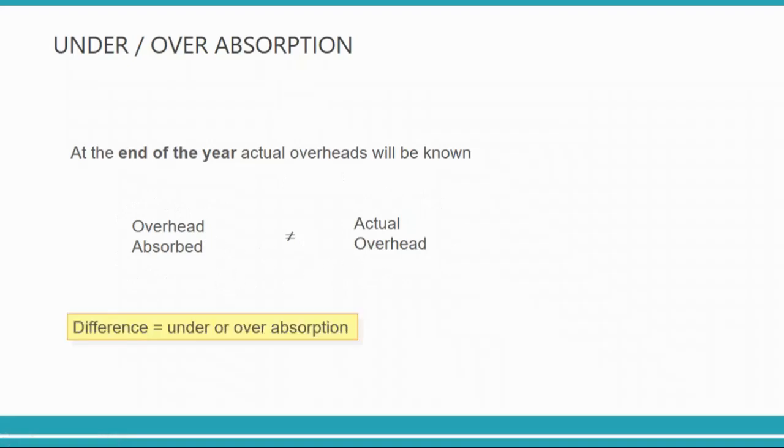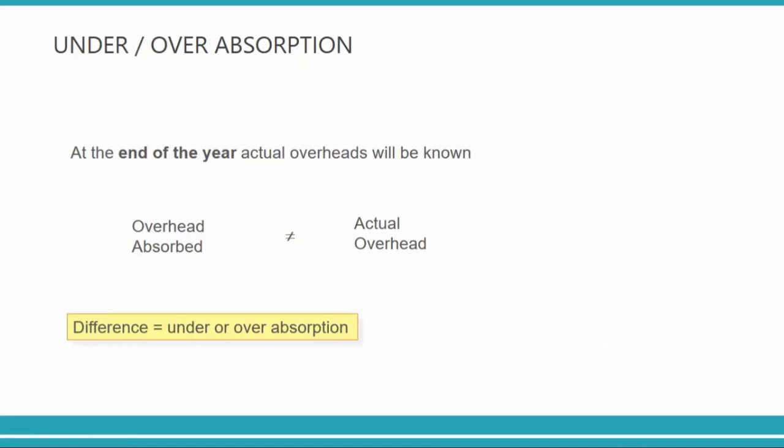And the difference is called under or over absorption. Under absorption is like my case, when I said that 4,500 I absorbed, but actual is 5,000. So it means I under absorbed overhead. It means I collected less money from my clients.